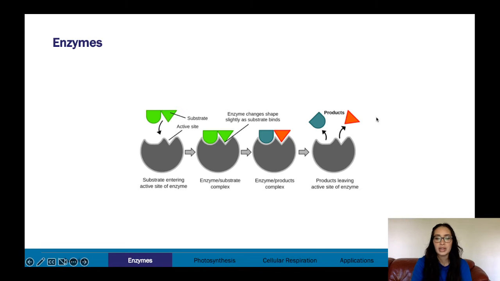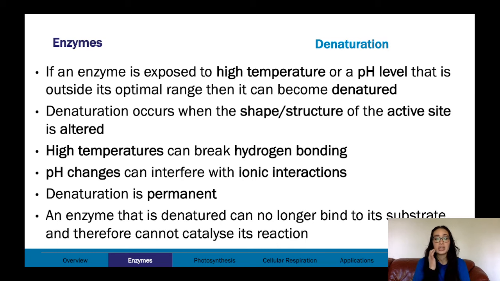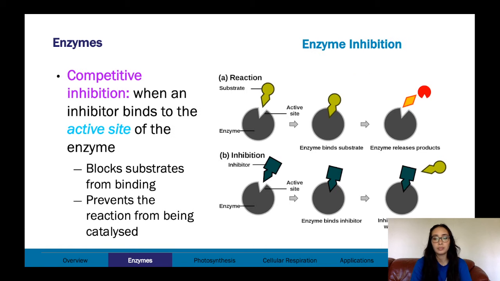Okay, we already talked a bit about enzymes and how they work, but just knowing that they can denature. So if they're exposed to high temperatures or different pH levels outside the optimal range, it will actually denature. And so this is a permanent thing. It will change its bonding, and so it can no longer interact with its substrates and things. You've got two types of inhibition, competitive and non-competitive. Non-competitive is very effective because it binds at a different site.